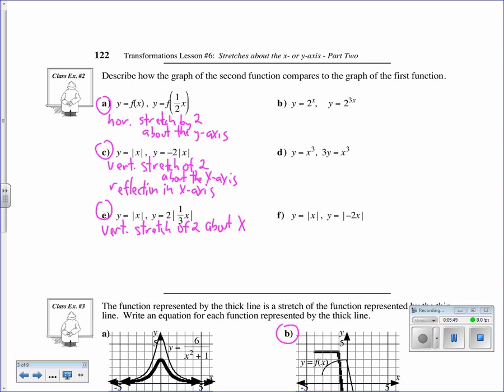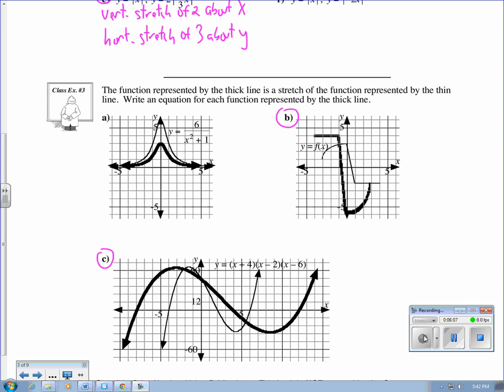And then I have a horizontal stretch. Remember, you need to take the reciprocal of x, a horizontal stretch of 3 about the y-axis. And now we're going to see if we can apply it to a graph. We'll try looking at the graphs, both A, B, and C.